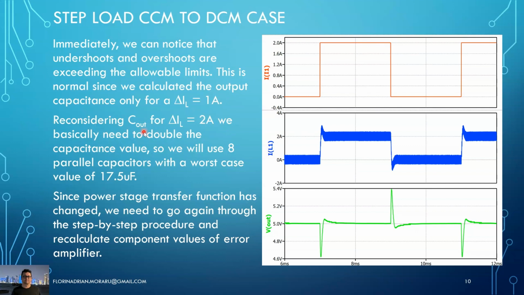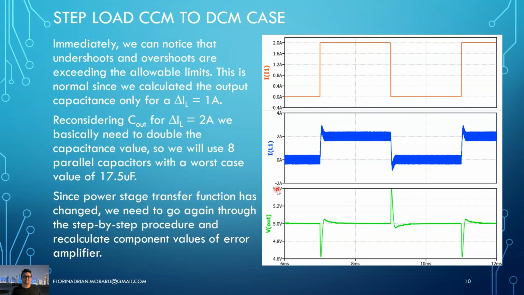Therefore, what we need to do is to reconsider our value for the output capacitance. Basically, we need to double the capacitance value. So we will switch from 4 parallel capacitors as we previously had to 8 parallel capacitors. By doing this, we are changing the resonant frequency of the LC filter. Therefore, the power stage transfer function is changed. So we need again to go through the step-by-step procedure to recalculate the components for the compensator.